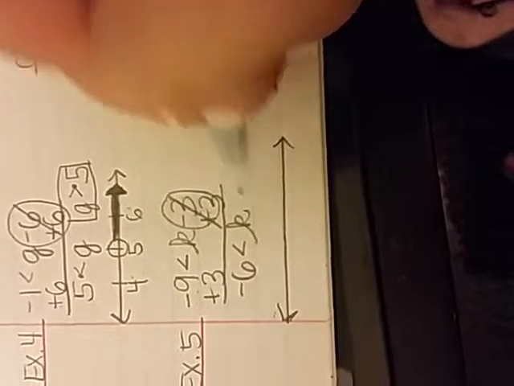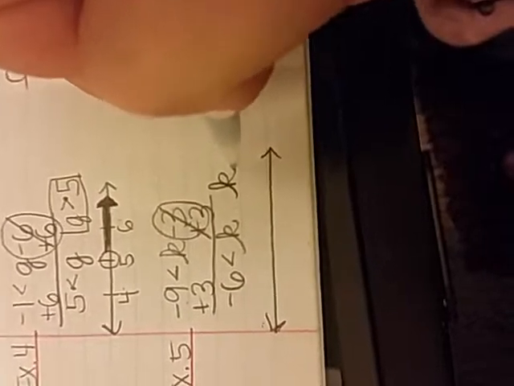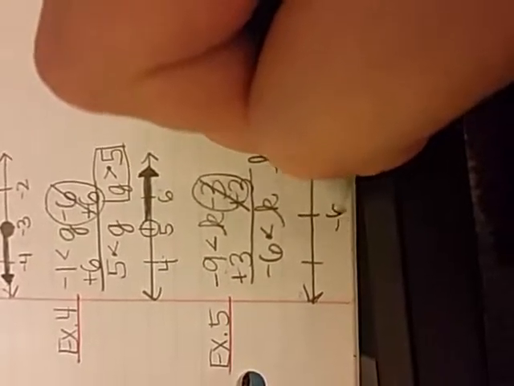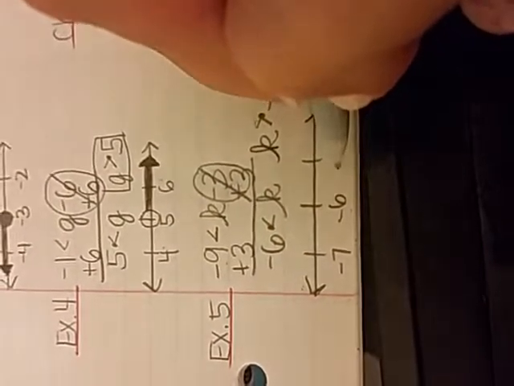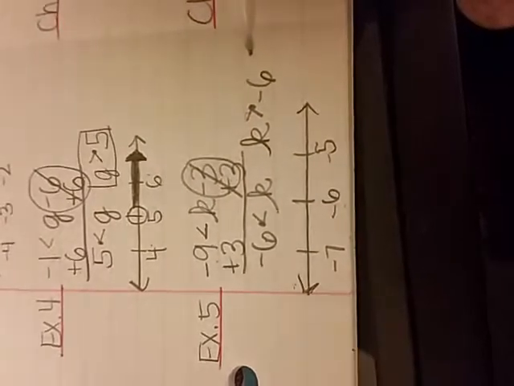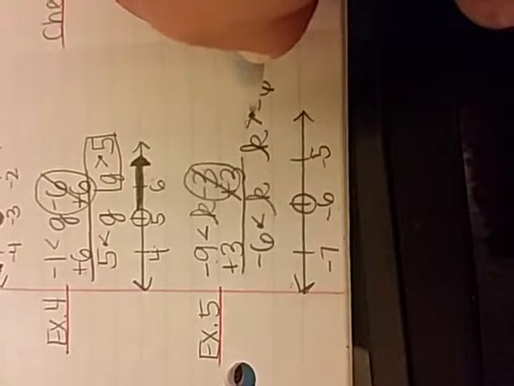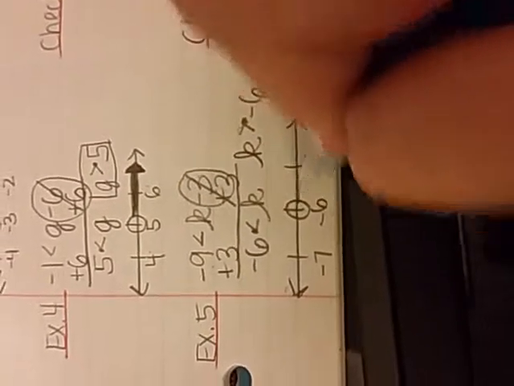We have to flip-flop to get our variable on the left. k, my point is next to the -6. So my point is going to be next to the -6 there. 3 intervals evenly spaced out. -6, -7, -5. Open circle because there's no equal to sign, and my point goes to the right.